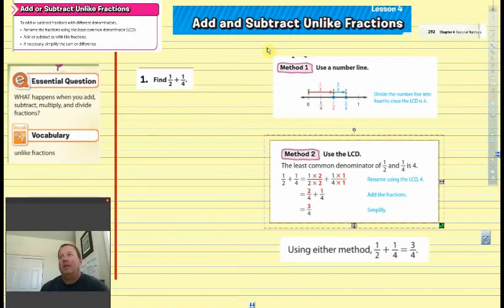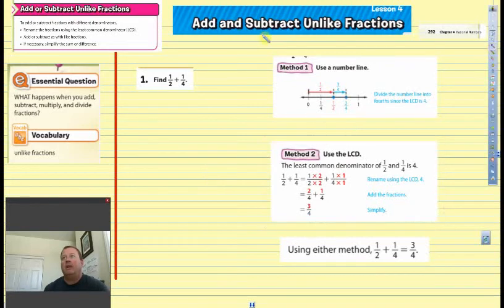You're going to need a title. So make sure that there is a title on your notes. Add and subtract unlike fractions.